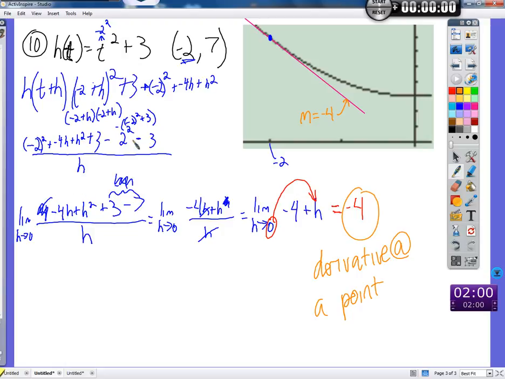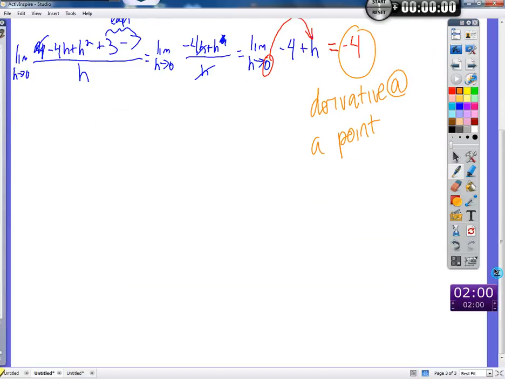Could we find the derivative at 5? Is that possible? Yeah, the function does exist at 5. It's a continuous function. How would that look different? Put 5 in there. Instead of 1, instead of negative 2, you put 5. Okay? So, let's take this as an example.